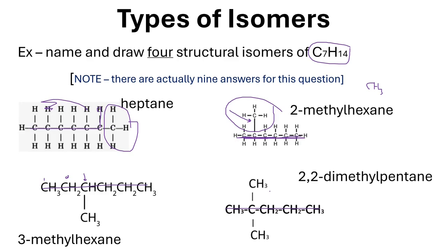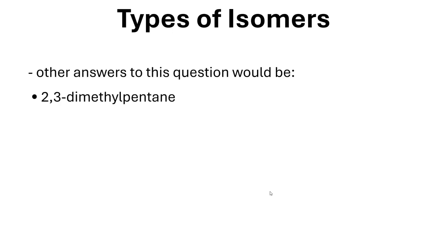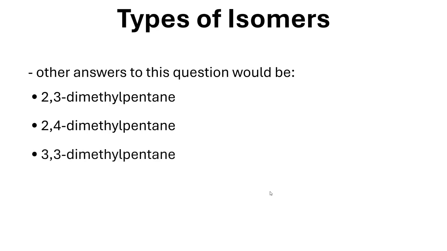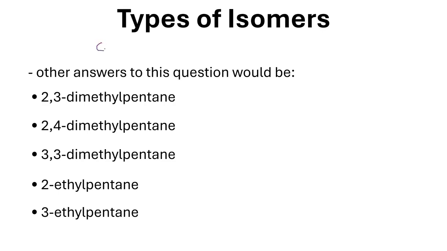As well, for more answers, all we're going to do is start to move around these methyl groups. So the other answers to this question would be a 2,3, where you're just moving one of the methyl groups over. A 2,4, you're moving it over again. A 3,3, they're both moved to the middle. And a 2-ethyl pentane. And a 3-ethyl pentane. So those would be all of your 9 different answers. And if you drew all of those, they would all have the general formula of C7H14.